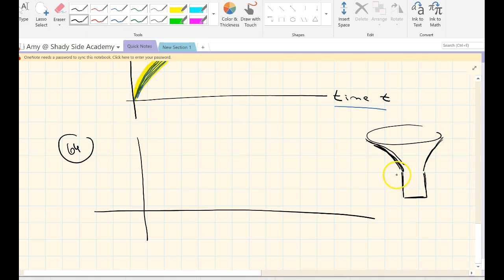Well, for this part of the function here, how would the height of water be increasing? H should be increasing at what rate? H should be increasing at a constant rate. So H should be looking something like that. That part, some linear, as long as it's linear, corresponds to this part of it.